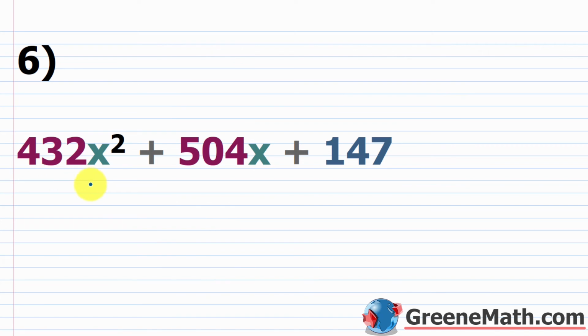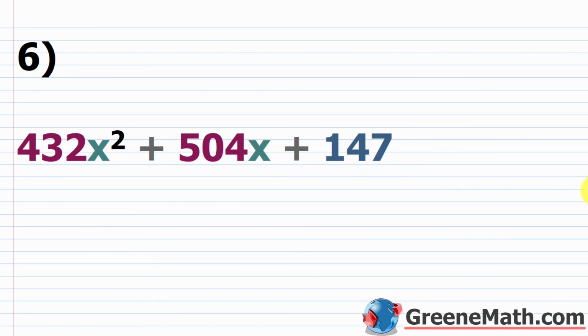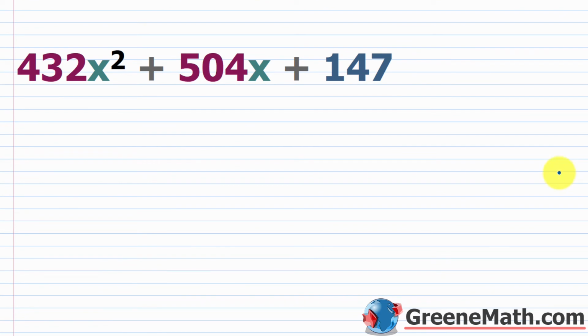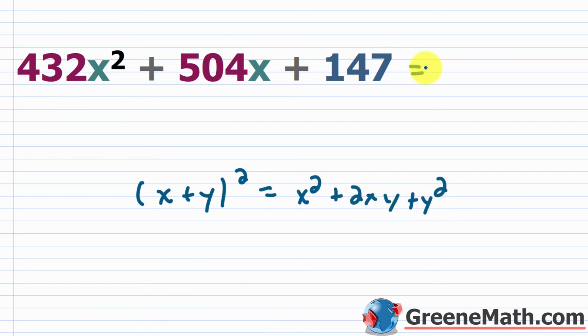All right, let's look at problem number 6. So we have 432x squared plus 504x plus 147. Let's scroll down a little bit. So I'm thinking about, since these are all pluses, again, the x plus y, quantity squared, the x squared plus 2xy plus y squared. So is there anything I can pull out? Well, everything is not even. This is an odd number here, this 147.